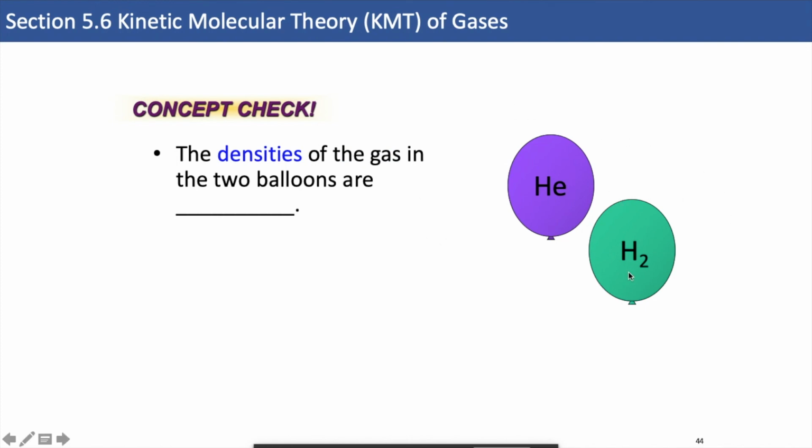Now, notice that none of the stuff we've talked about with regards to Boyle's law and Charles' law had anything to really do with density. We were able to derive density, but technically the density of the gas is going to be different. Helium's density is going to be different than hydrogen's density.